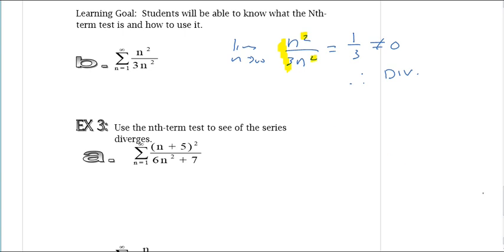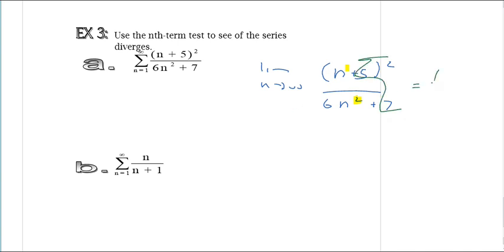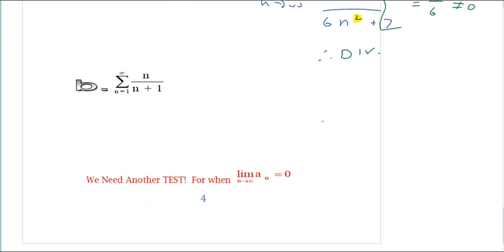Good job. Alright, let's take a look at the next one. Limit as n approaches infinity of (n plus 5) squared all over 6n squared plus 7. Once again, we're going to look at the degrees. The degree on the top looks like it's 1, but because I would have to FOIL it out, we would end up with a degree of 2 there. The bottom degree is 2. The rest is just filler for what we need. And so here I would get 1 over 6, which is not equal to 0. So I know that this series diverges. Not too bad, huh?